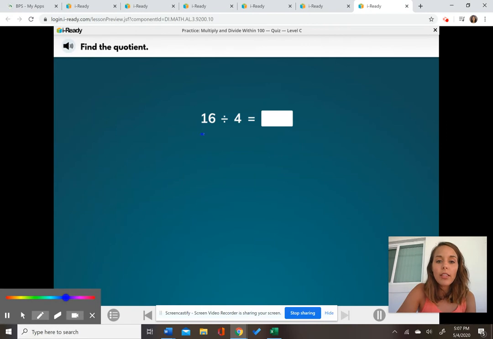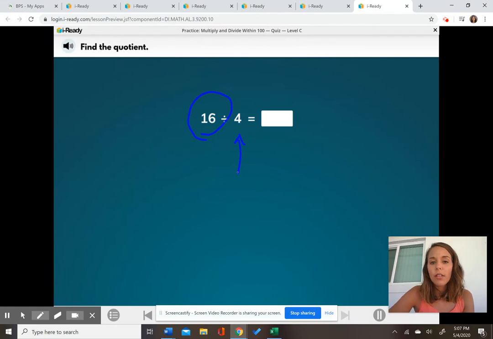The story I'm telling is that I start with 16. I break it into 4 rows. How many are in each row? If I know that 4 times 4 is equal to 16, then I already know my answer. The answer is 4 in this case. I probably should have picked a different color, not blue. But you can just work backwards.